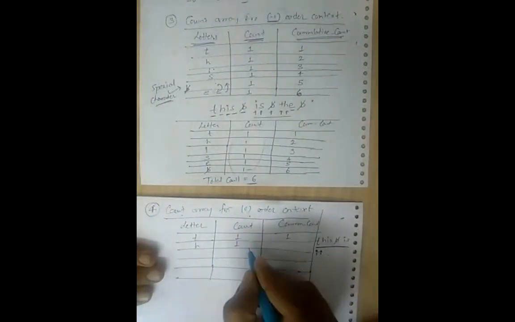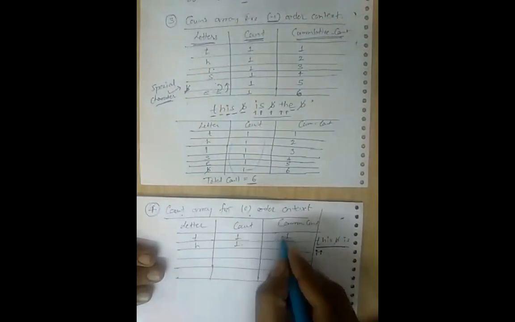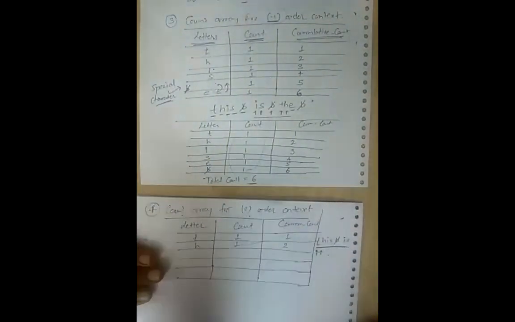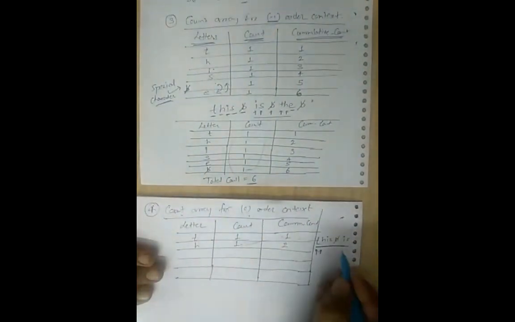And the cumulative count will be the addition of these two, which will give you the next count, 2. Okay, in the same fashion, if I work out the next symbol, here it is I.